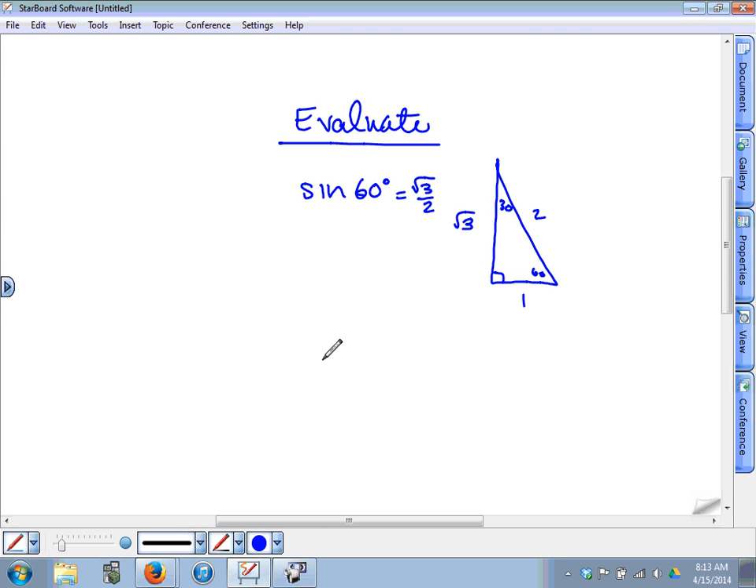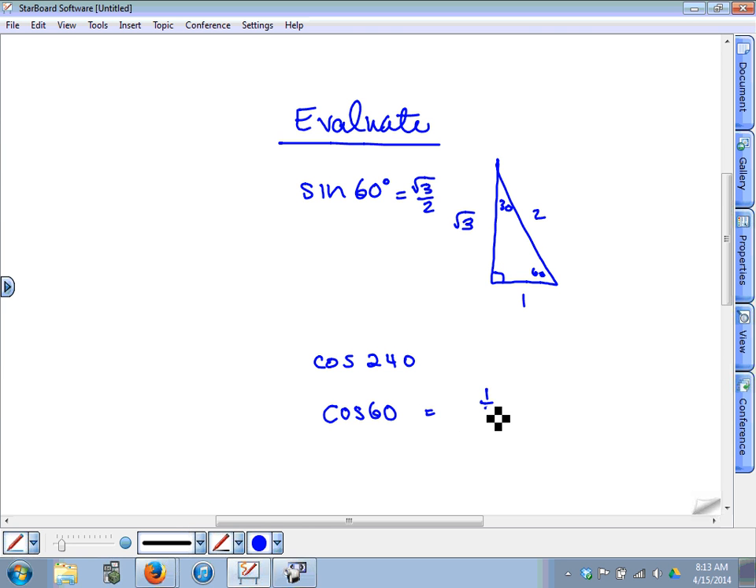Okay. What about, let's get a little tricky here. Let's do cosine of 240. Cosine of 240. Cosine of 60. Reference angle? 60. Reference angle is 60. Okay, so the cosine of 60, we can use this triangle still.